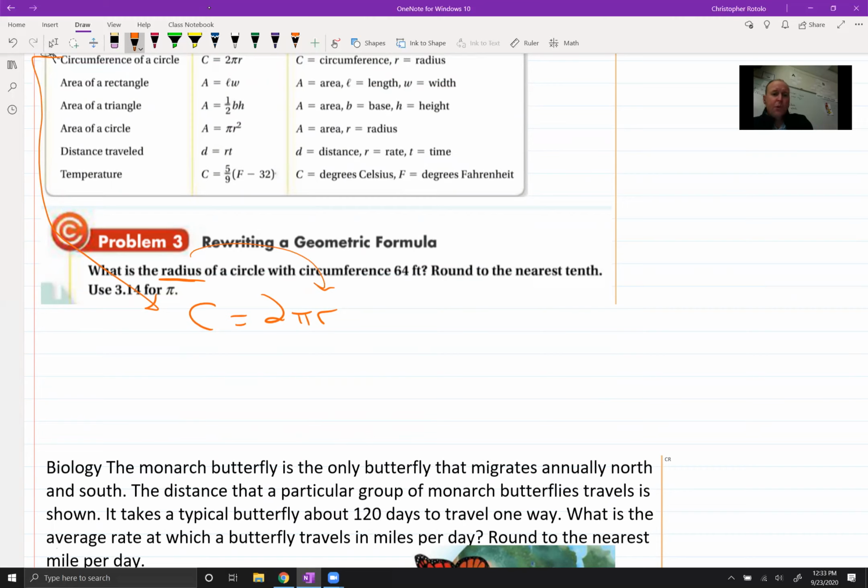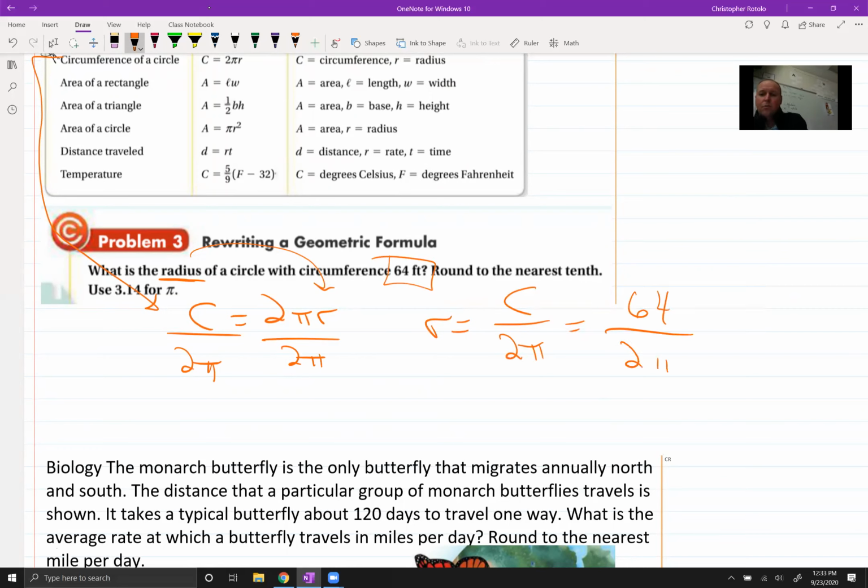I would really like if we could rewrite this equation, because we're trying to find out what the radius is. So I want to find out what this equation looks like if the radius r is all by itself. So how do I get rid of multiplying by 2 pi? Divide by 2 pi. The radius is going to be whatever the circumference is divided by 2 pi. Well, they actually told us the circumference, 64. So let's go one more step: 64 divided by 2 pi. Well, 64 divided by 2 is 32 over pi. And I'm going to leave it just like that.